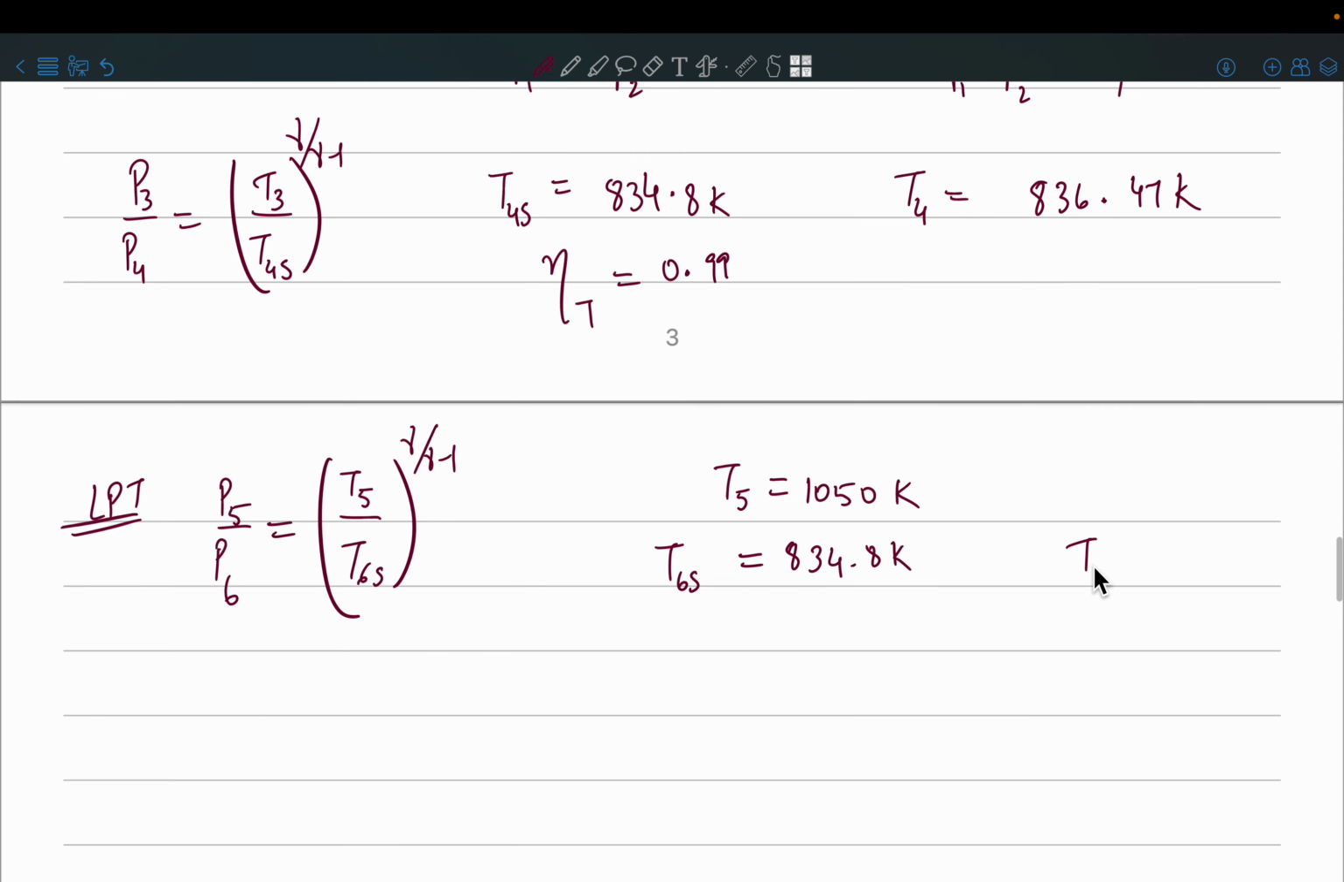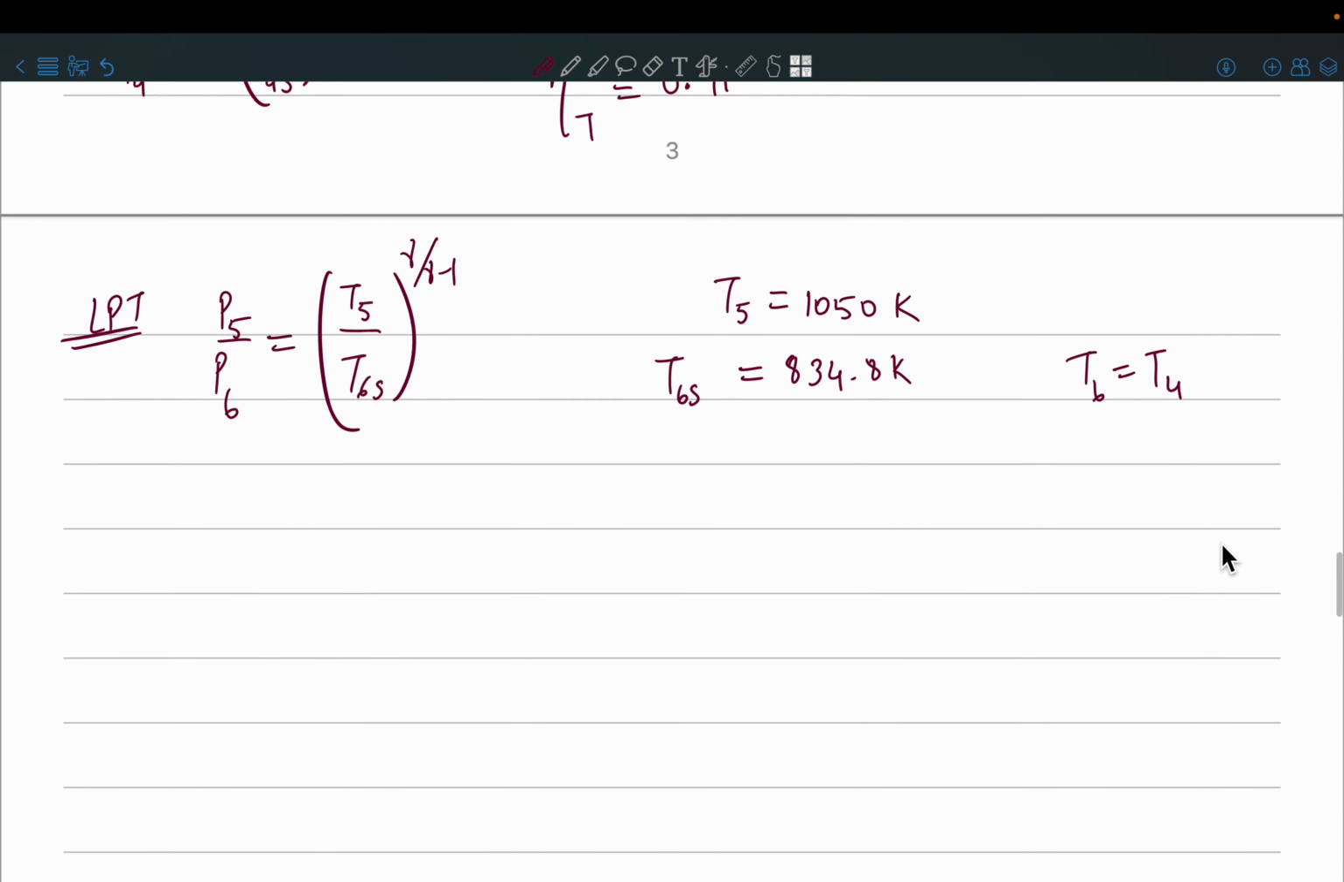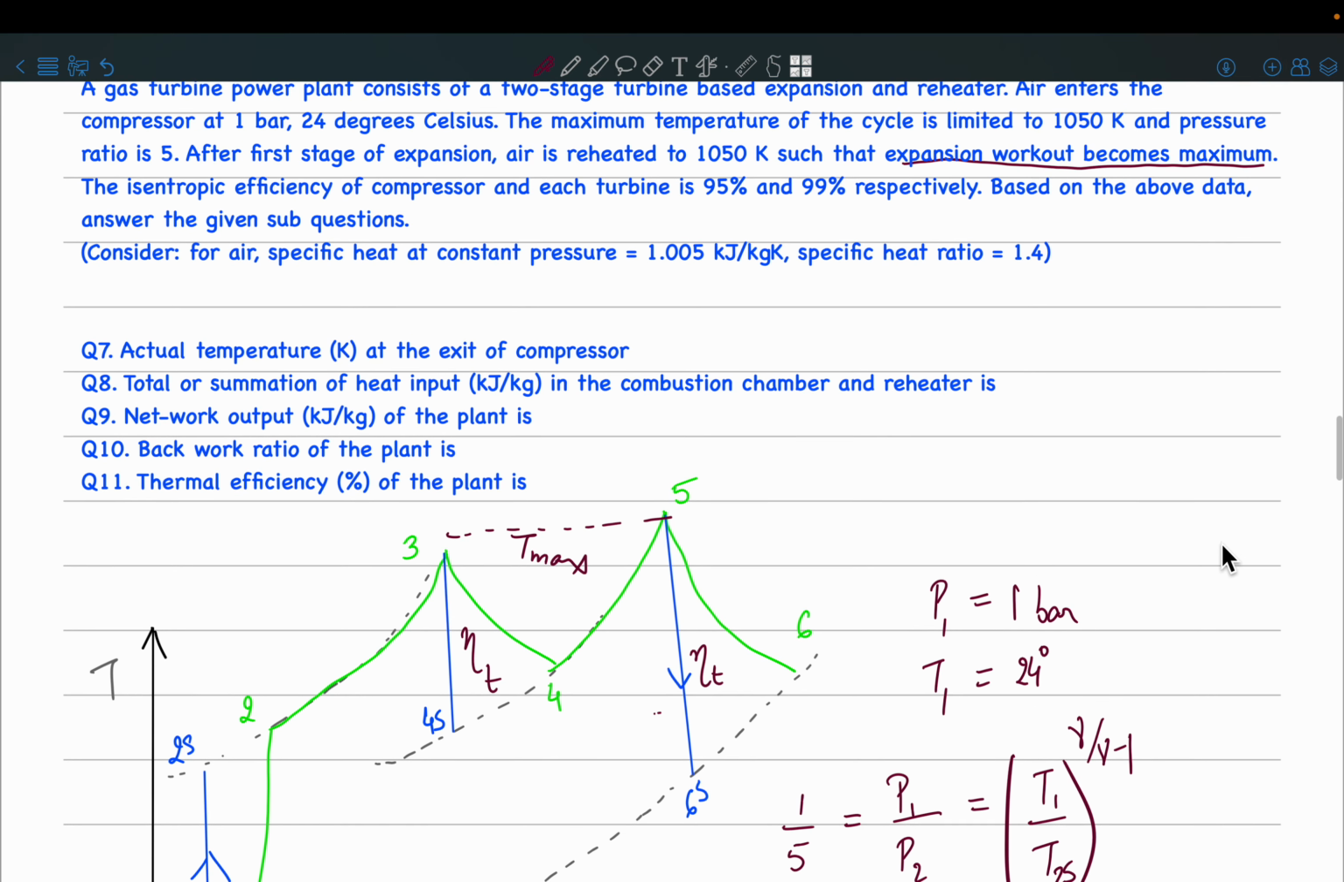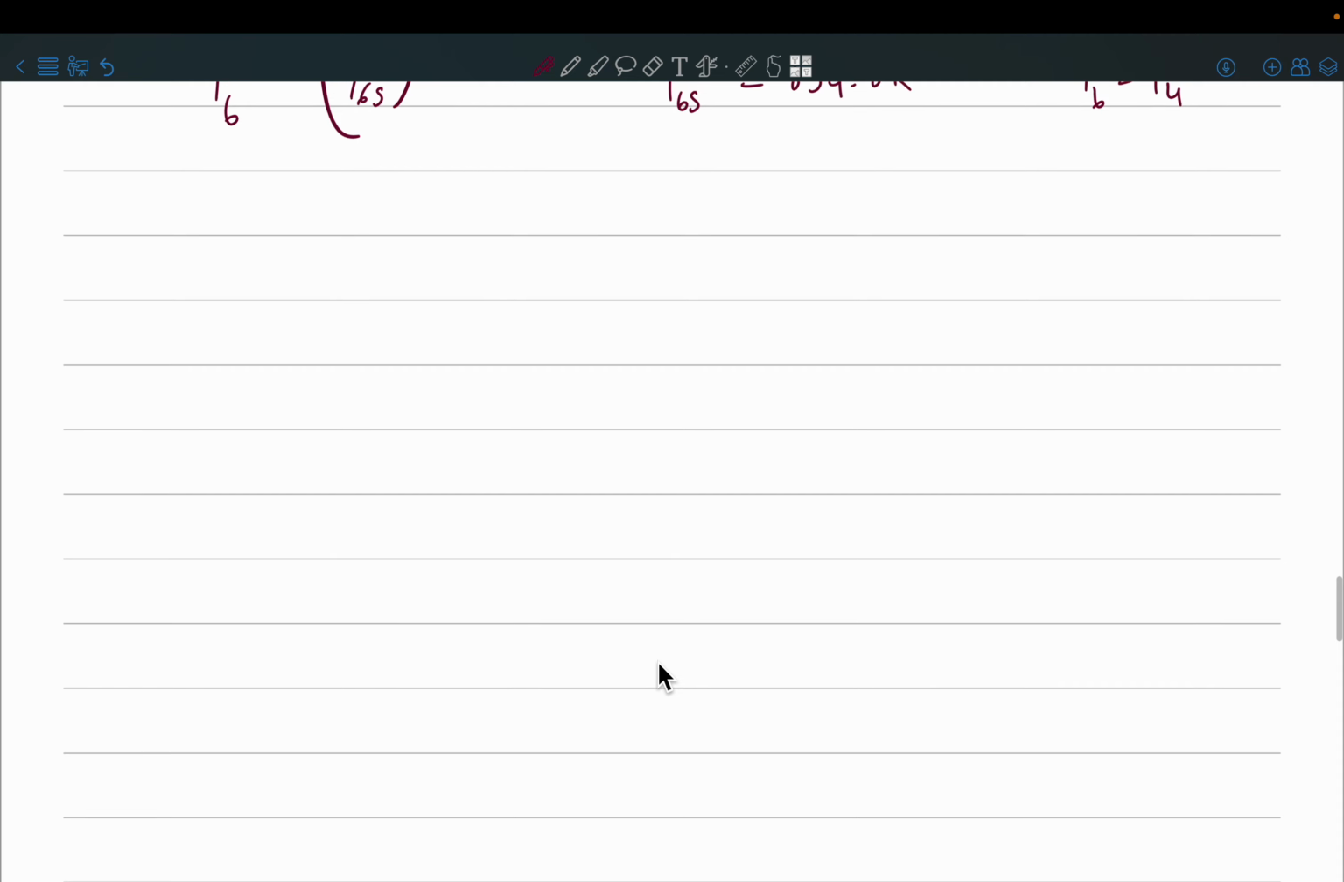Okay, so then I'll just simply write this here. T6 is equal to the value T4. And okay, getting back to the question. So we have already found the actual temperature at the exit of compressor, which was T2. Then next you have to find the summation of the heat input in the combustion chamber and reheater. So first there is some heat addition here, so I'll call that Q1, and there is some heat addition here, which I'll call Q2. So how will you find this total heat input?